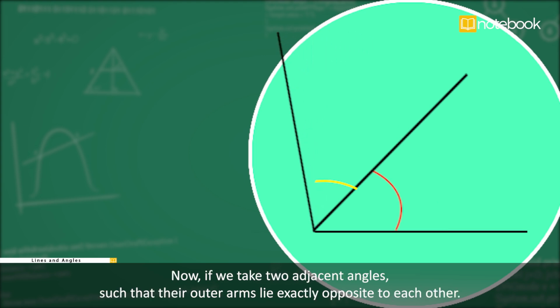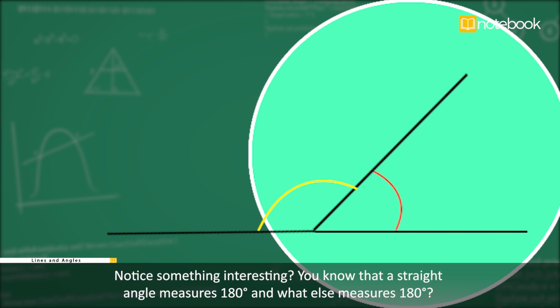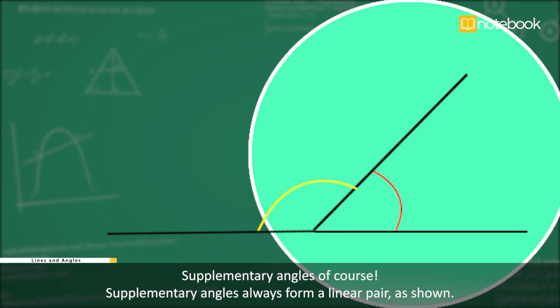Now, if we take 2 adjacent angles such that their outer arms lie exactly opposite to each other, notice how the outer arms have now become a straight line. Such a pair of adjacent angles are called a linear pair. Notice something interesting. You know that a straight angle measures 180 degrees. And what else measures 180 degrees? Supplementary angles, of course. Supplementary angles always form a linear line, as shown.